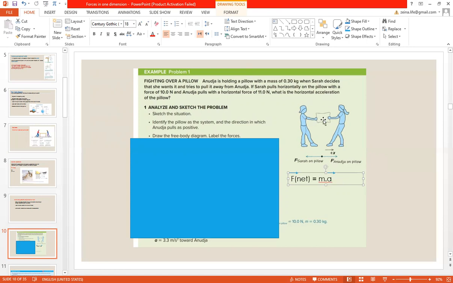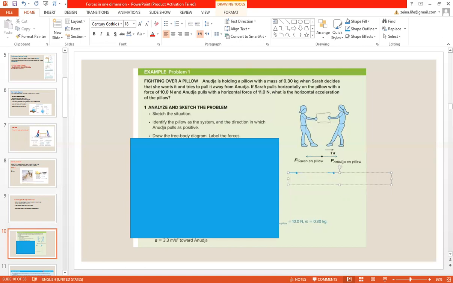And of course, we don't want to forget that there's also the weight of the pillow, which is directed along the vertical axis, and it's downward. The weight of the object is always directed downward. Okay, let's write these forces now.